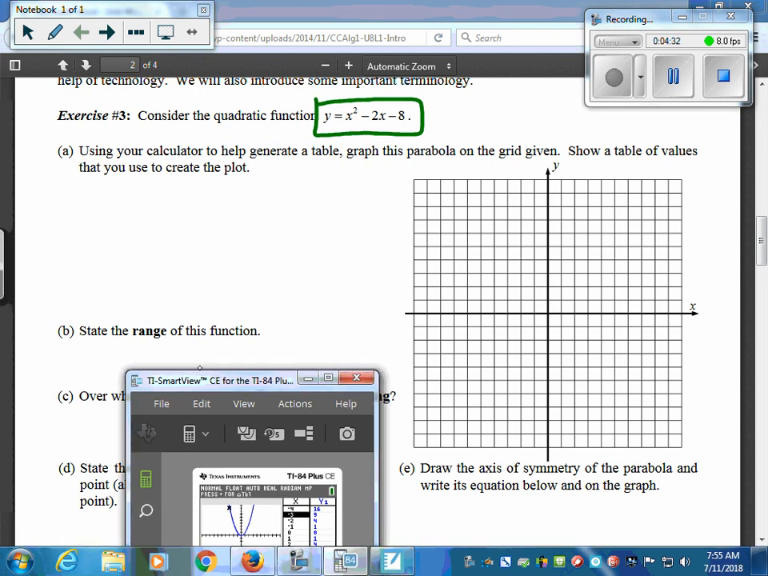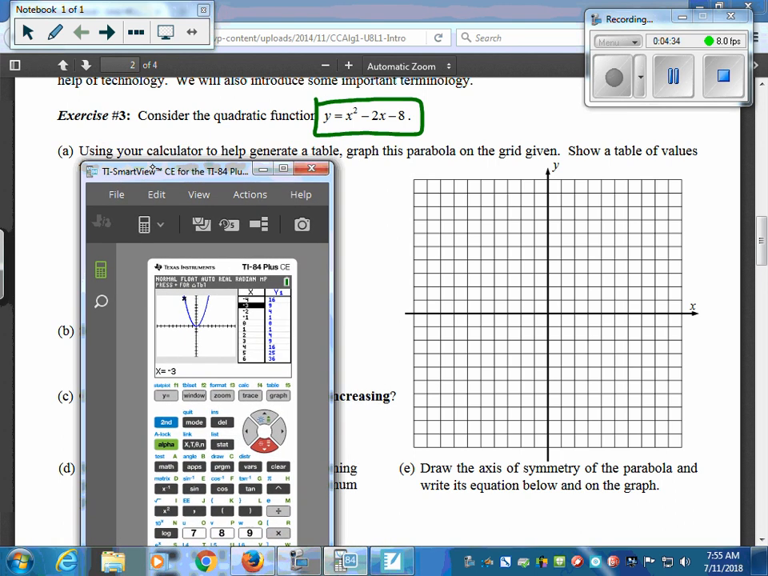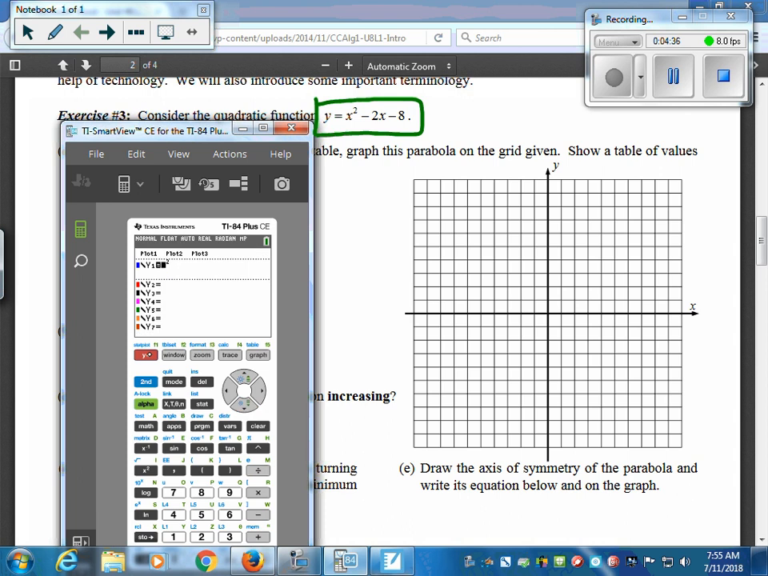So I'm going to go ahead and create a plot. I'm going to go back to y equals. I got my x squared in there already. Then I got minus 2x minus 8. And then I'm going to hit second, graph.